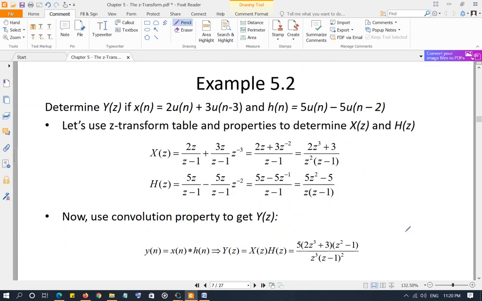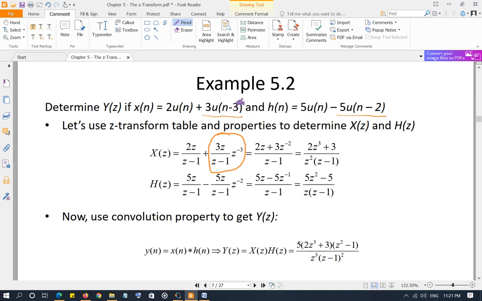5.2, determine y sub z if the time domain discrete signal x of n is 2 u n, 3 u n minus 3, and the impulse response is 5 u n minus 5 u n minus 2. So how are you going to find y sub z? You have x of n, h of n. First we convert x of n into x of z, and h of n into h of z. And which property are we going to use? We are going to use the time shift property on this and the time shift property on this, which we are using right over here.